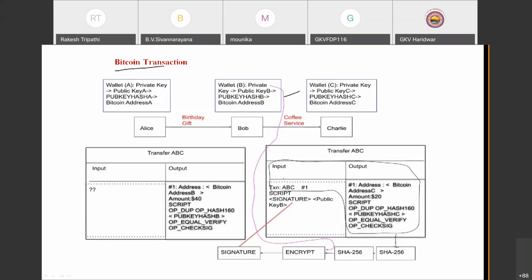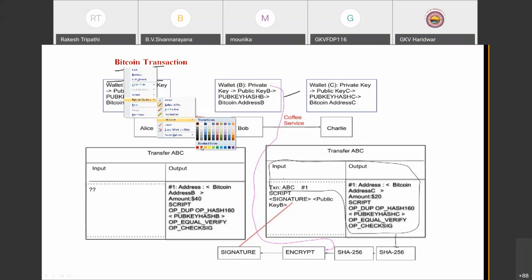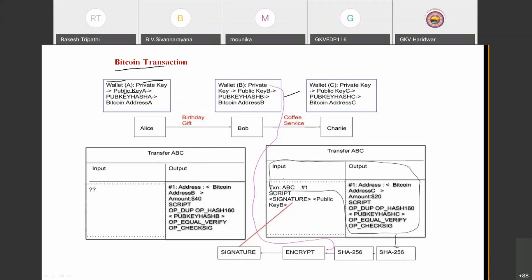See what happens. Alice, Bob, and Charlie have their wallets with them. I have shown you the diagram of that wallet. There are many wallets; these are all third-party software available. So the wallet has a private key of Alice, and from the private key there is a public key. Now, public key, public key hash, and Bitcoin address. So the wallet has all these things.